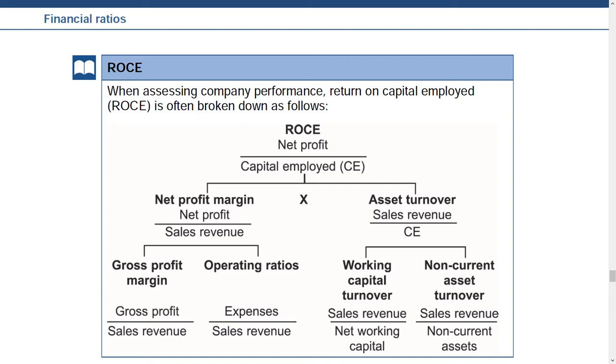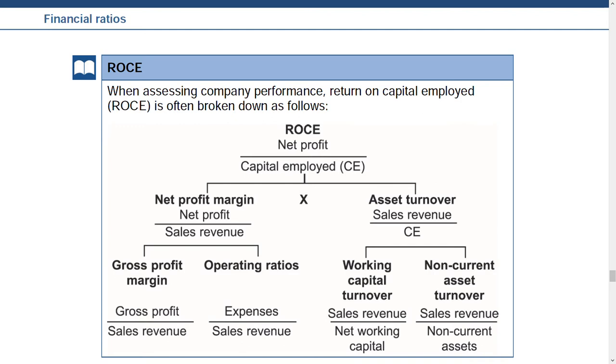Now, one thing I want to show you here. Just see whenever that word turnover comes, okay? Always the sales revenue is in the numerator, whether it's asset turnover, working capital turnover, or non-current asset turnover. So the word turnover means sales revenue is on the top, divided by net working capital.